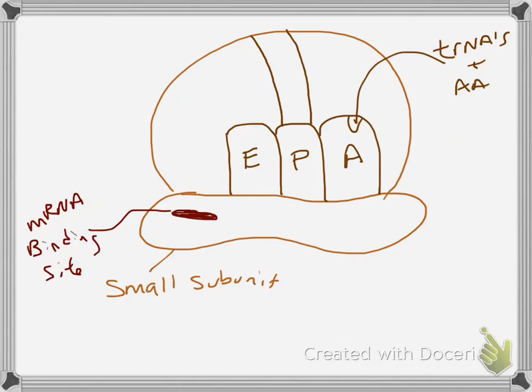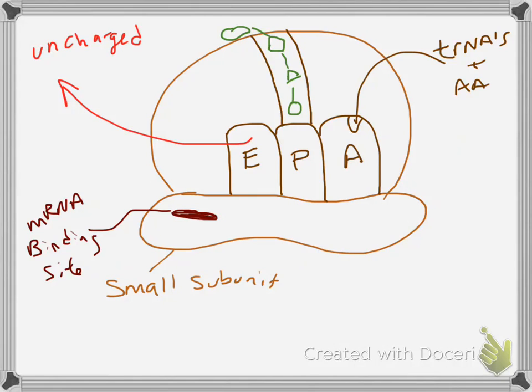And so within the peptidyl site, we are going to have our peptide chain being held. So we've got the peptide growing out of there. And then we have the E site, which is where we are going to have our uncharged tRNAs exit. So those are the basics.